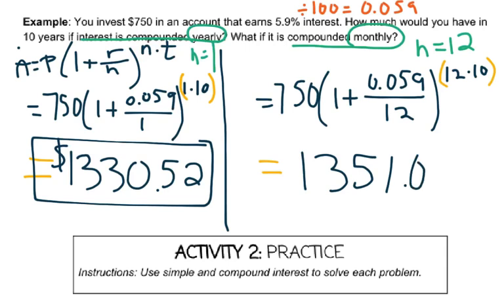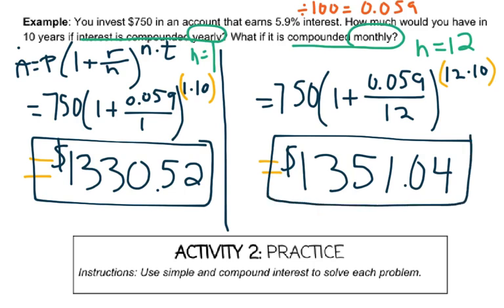$1,351, and if I round up, 4 cents, which is pretty close to the first one, but it's a little higher. It's about $21 more. Because the interest is compounded 12 times a year instead of just once a year, you're going to get more money because every time it's compounded, that means the bank is paying you that interest rate.